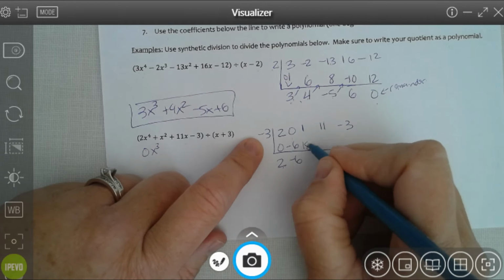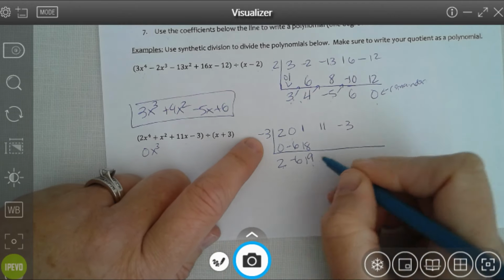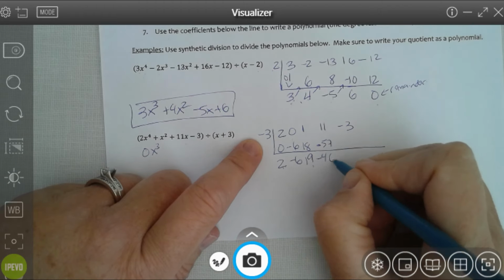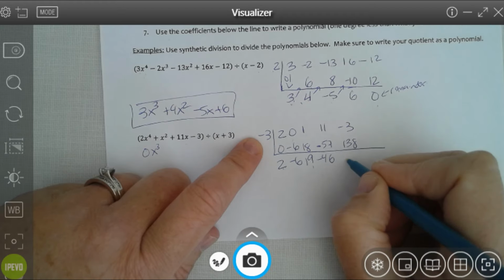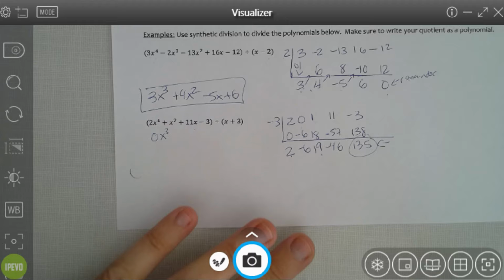Multiply to bring it back up. Add these numbers. Multiply 19 times negative 3. Add these numbers. Multiply right here to bring it back up. Add these numbers. So remember, this is your remainder. I'm going to show you what to do with the remainder in a second.